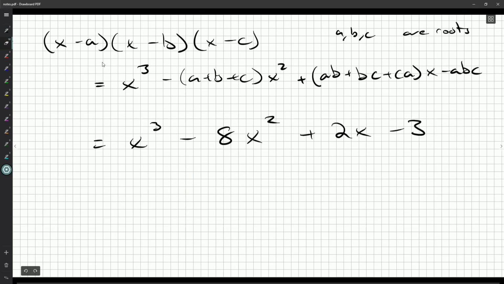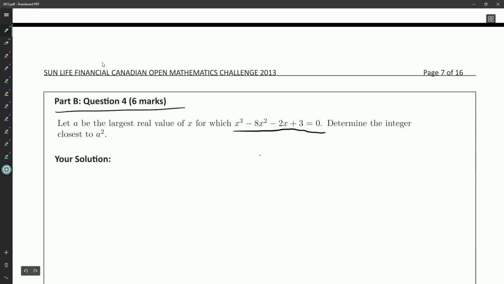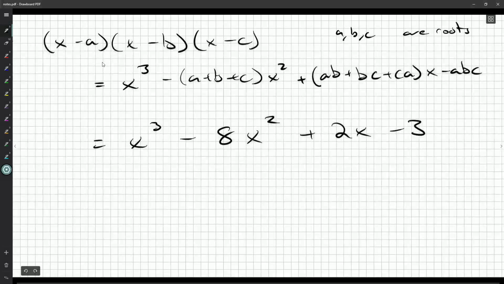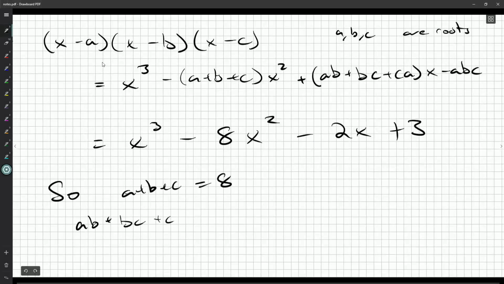But just comparing these expressions here, let's just double check I have the expression correct. Minus 8x, minus 2x, and a plus 3. Okay, it was a little off. Plus 3, and it's a minus 2x. But comparing these, we can see, okay, so A plus B plus C is equal to 8. AB plus BC plus CA is equal to negative 2. And ABC is equal to negative 3.